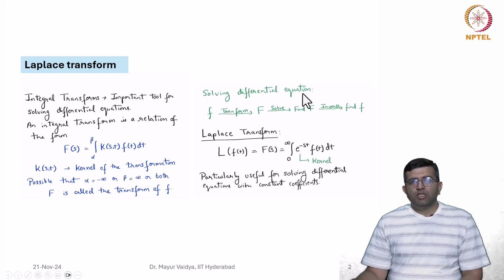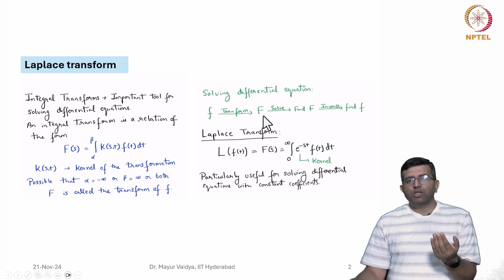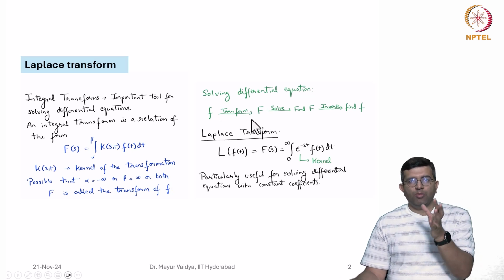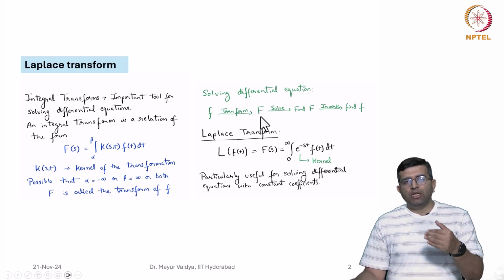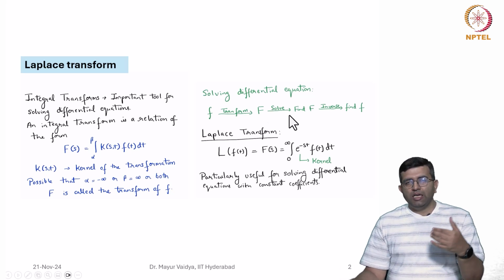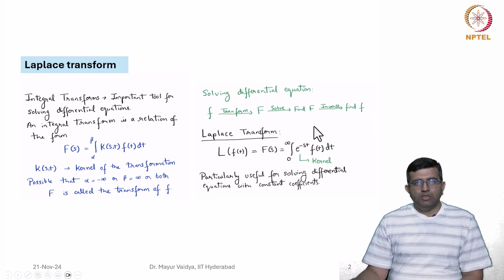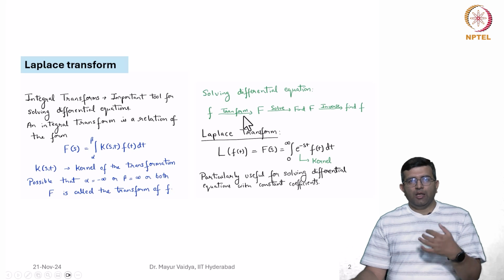In general, to solve a differential equation, depending upon its nature, you take the small function f and transform it to a function capital F, which is the transform of small f, and this capital F function is usually easier to solve. Once you solve it using some techniques we will talk about, you find capital F, and then you do an inverse transform to find your original function, small f. So this is in general the strategy for any integral transform.